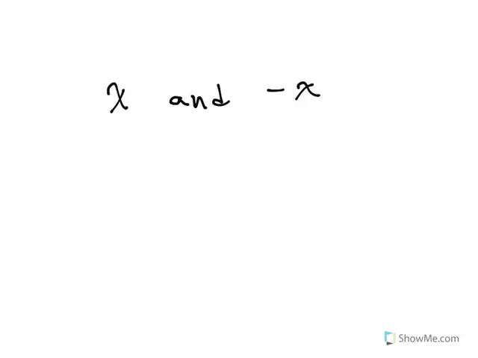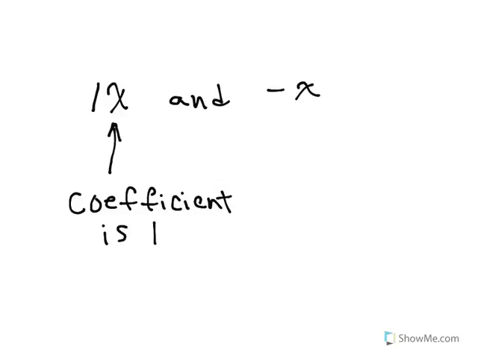When you have a positive variable and a negative variable, such as x and negative x, in the positive there is no number written out in front. It is assumed to be a 1. So the coefficient is 1. When it is a negative sign, that is assumed to be a negative 1. So the coefficient to negative x is negative 1.